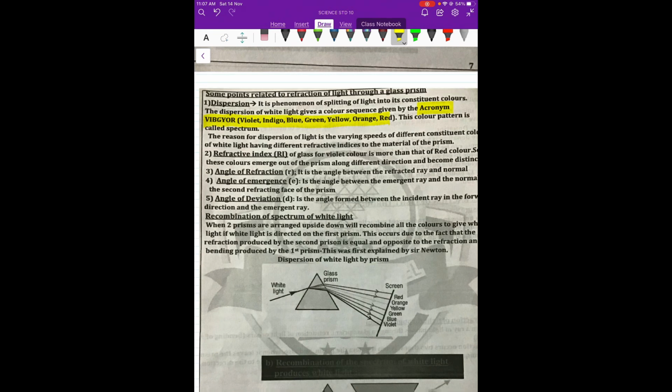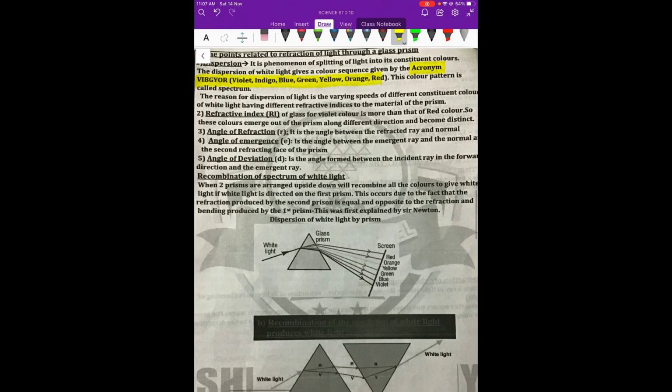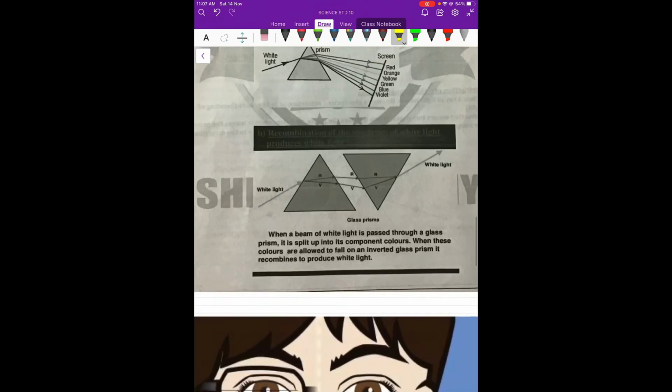Now why does it disintegrate? Because white light consists of 7 colors. Each color has its own wavelength and its own speed. So when it enters glass, the speeds change. Now when the speeds change, it comes out as a different spectrum. So this we can see in this diagram.